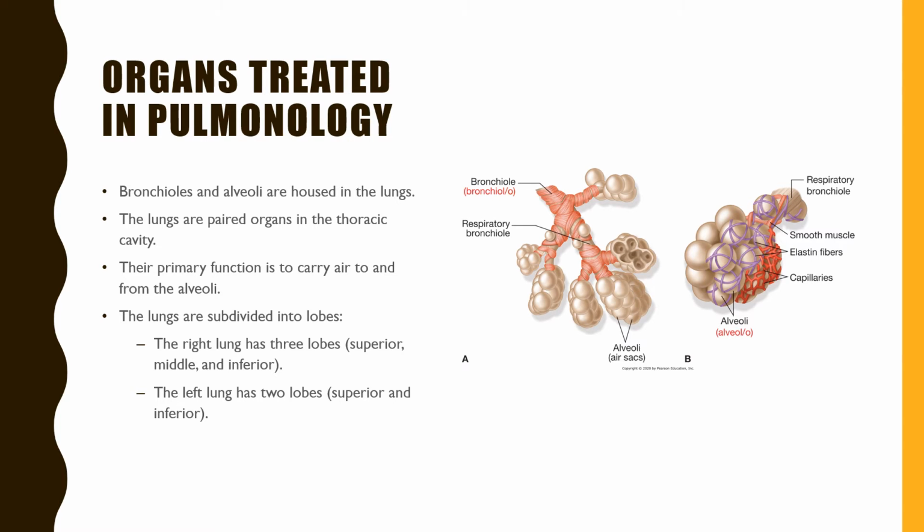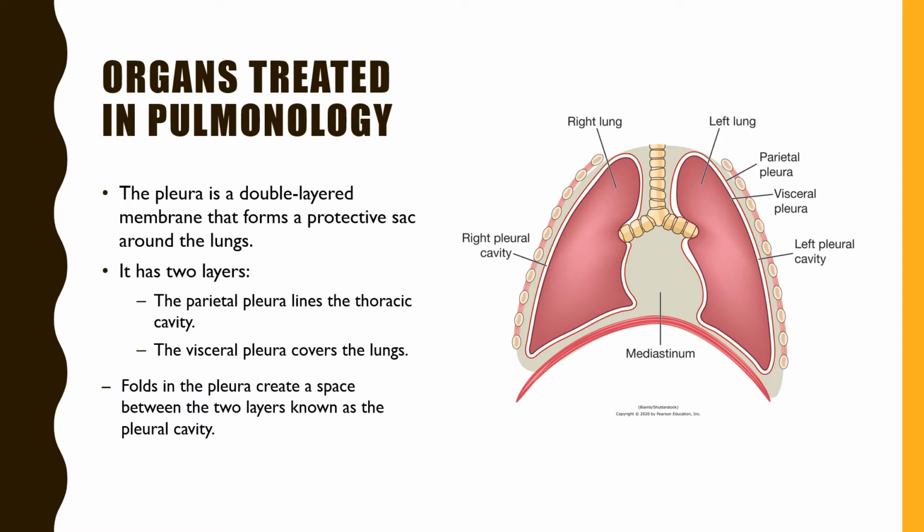The pleura is a double-layer membrane that forms a protective sac around the lungs. It has 2 layers. The parietal pleura lines the thoracic cavity, while the visceral pleura covers the lungs. The folds in the pleura create a space between the 2 layers known as the pleura cavity.